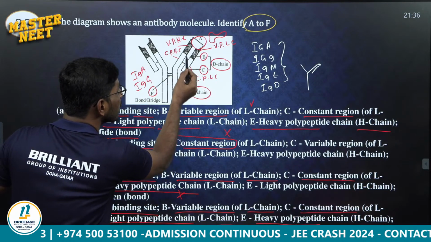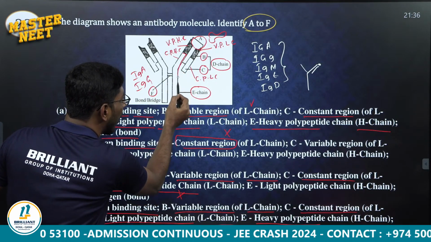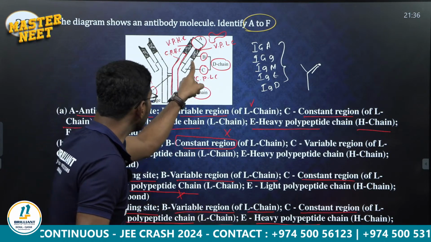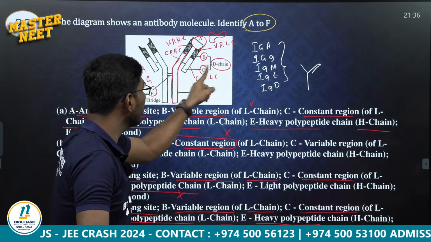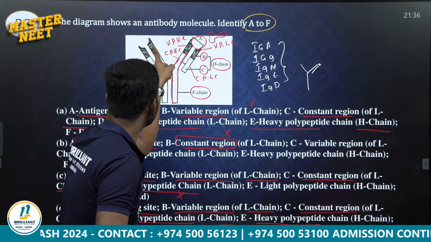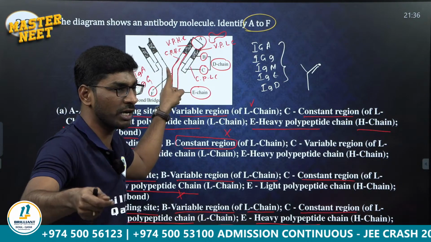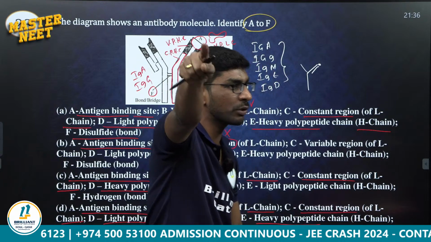So what is the meaning of constant part? My dear kids, this part is common for all of them. This part is also common for all of them. But these two regions vary. That's why they are the variable part of the polypeptide chain. Remember, all of you. Absolutely correct, shabash.